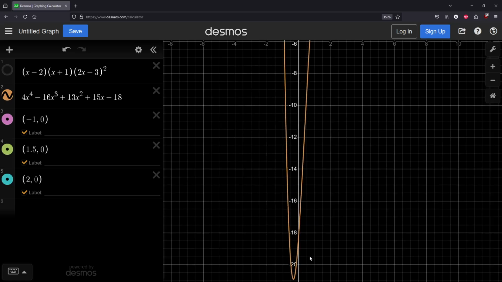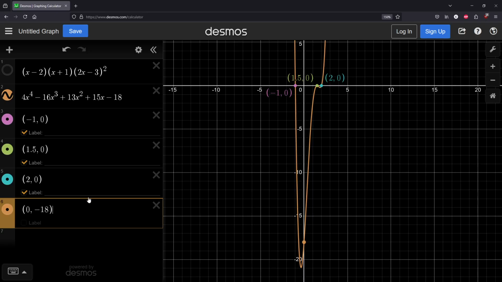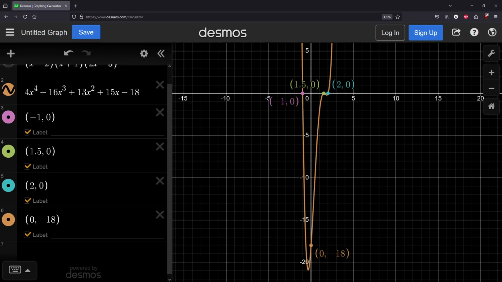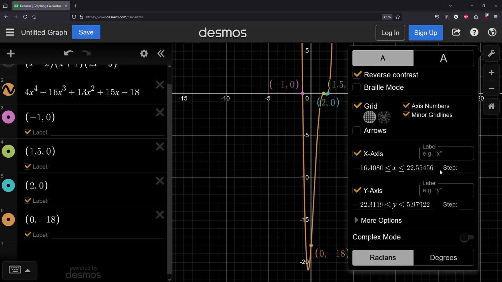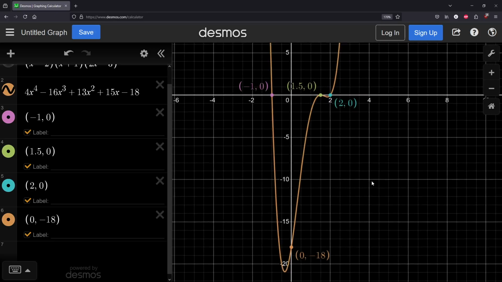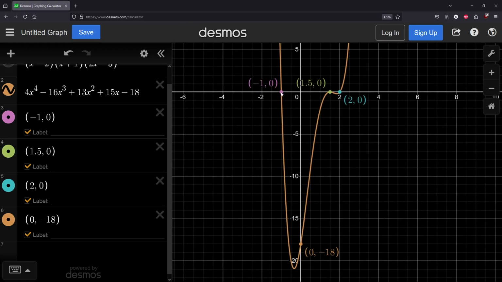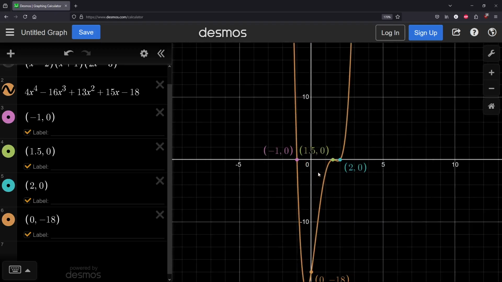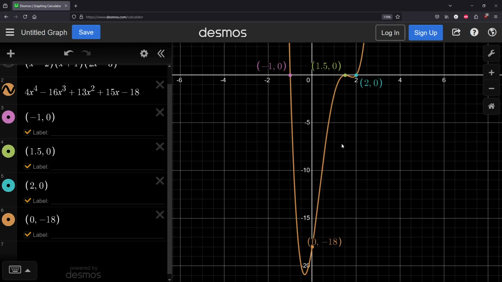And also all the way down here, I have this as well. So let me change this so we can see a bit more. We see I intersect at these intersections, and I bounce at 1.50 or 3/2. And I go to positive infinity on both ends. So that is it for graphing polynomial functions.